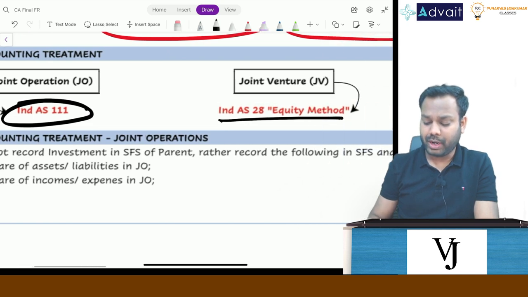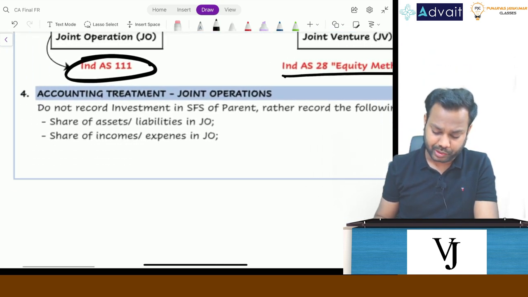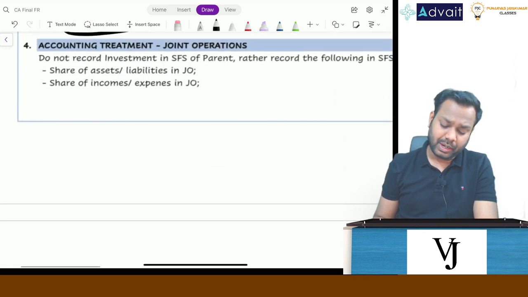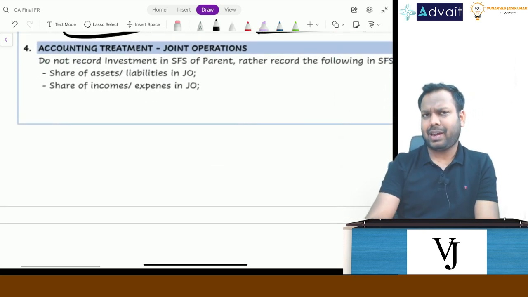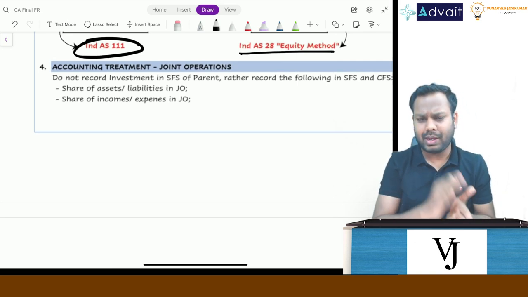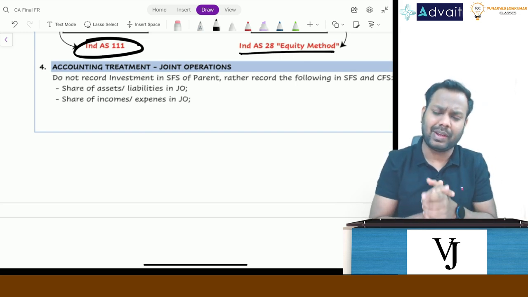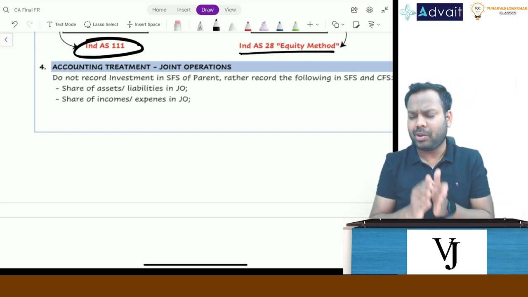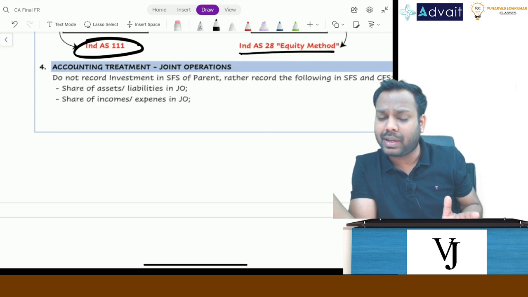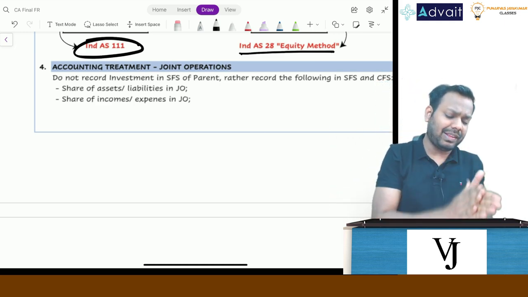Because joint venture we will study in Ind AS 28, the next topic that we are going to discuss today. Now, in case of joint operation, there is no separate SFS and CFS. SFS and CFS both are the same, because there is no separate entity being floated in the case of joint operation. So SFS and CFS both are the same.